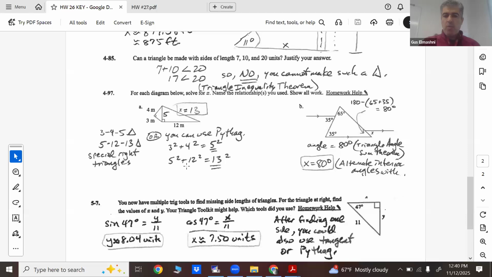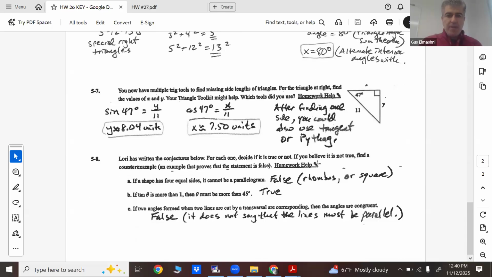97A is just Pythagorean theorem twice. Do it once, get 5. Do it again, get 13. For part B, you have alternate interior angles twice, 35, 35. So you have 65 there. So that missing angle for the triangle should be 80. So X is also 80 using alternate interior angles.